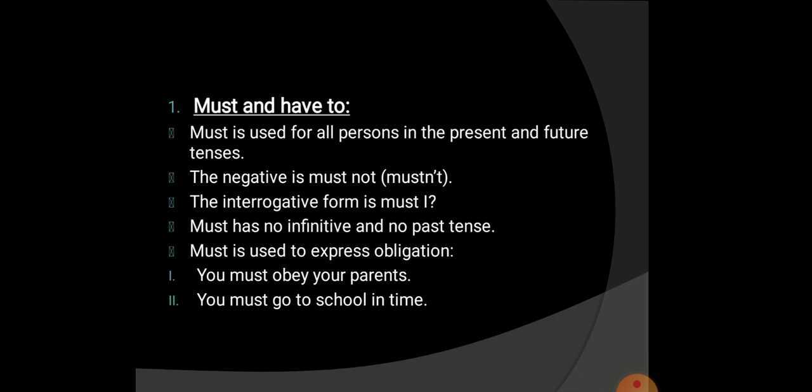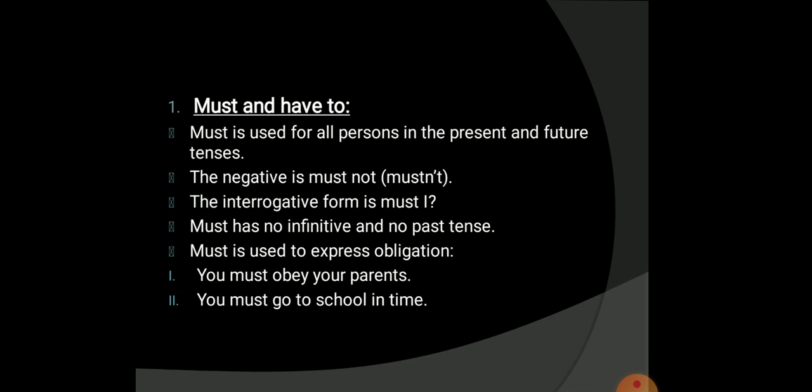Must is a modal verb. This is used to express obligation, mainly obligation. Obligation is doing an act. So it can be used only for present and future references. Must is not used in the past tense.